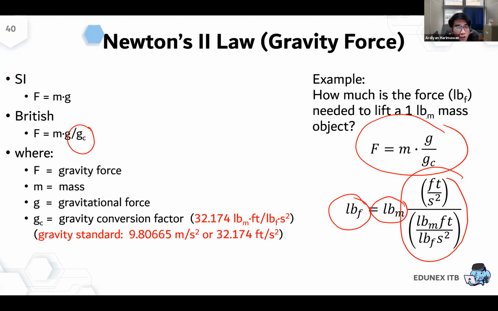Why do we have a lot of conversions, why do we not have just one unit applied throughout the world? I don't know why either. Maybe to make life more interesting, perhaps. Okay, any questions about the conversion?